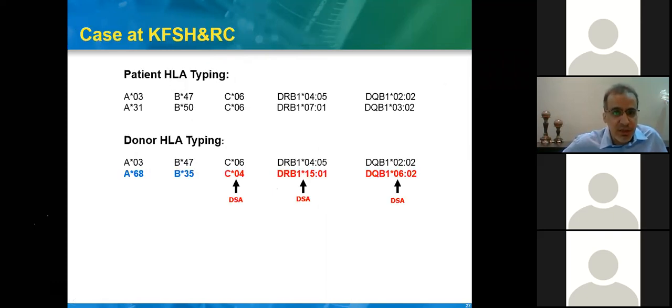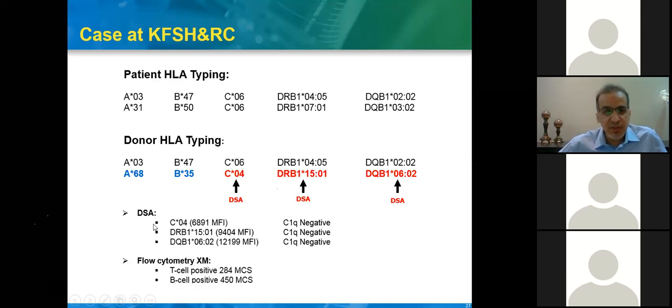This is a case at our institution, transplanted recently. This is the HLA typing of the patient, and here is the HLA typing of the donor. This is the best donor. The patient has several donors, but we looked at the best available donor from an HLA perspective, with a Haplo match and the lowest number of donor-specific antibodies with the lowest total cumulative MFI. For this particular patient, still, the best we can find has three donor-specific antibodies. Again, the patient has only a full Haplo match, and three DSA.